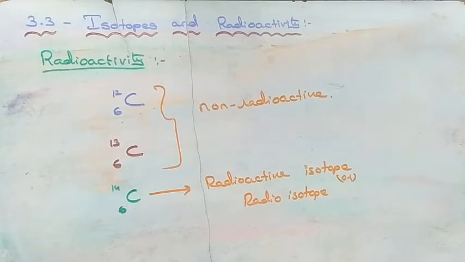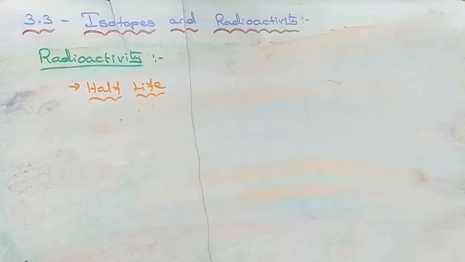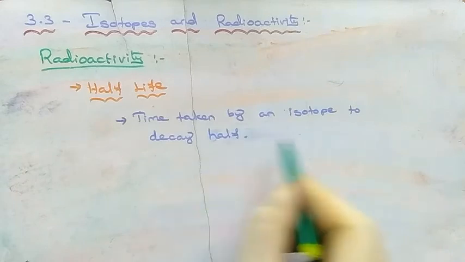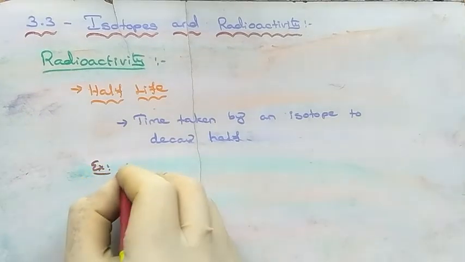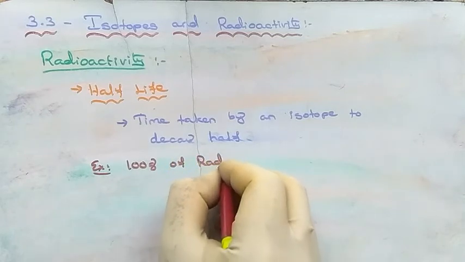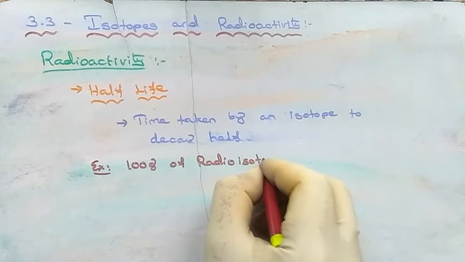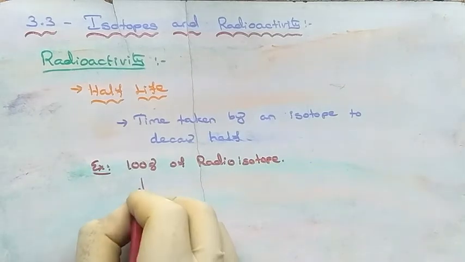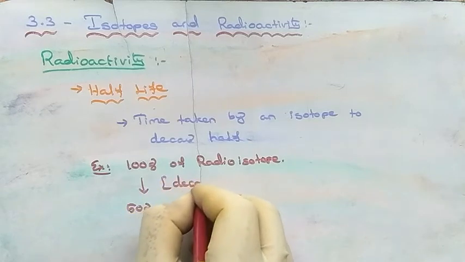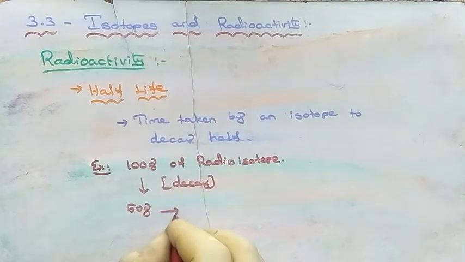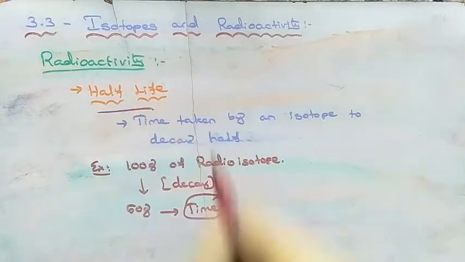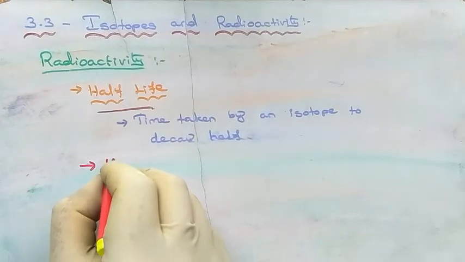Next, we are going to see about half-life. Half-life is the time taken by an isotope to decay half. Let's see with an example. If you have 100 grams of radioactive isotope, it will be decaying by emitting radiation. So after some time, it will become 50 grams. This occurs by the decay of the unstable isotope. It will take some amount of time to become half. This time is called the half-life of that particular isotope.